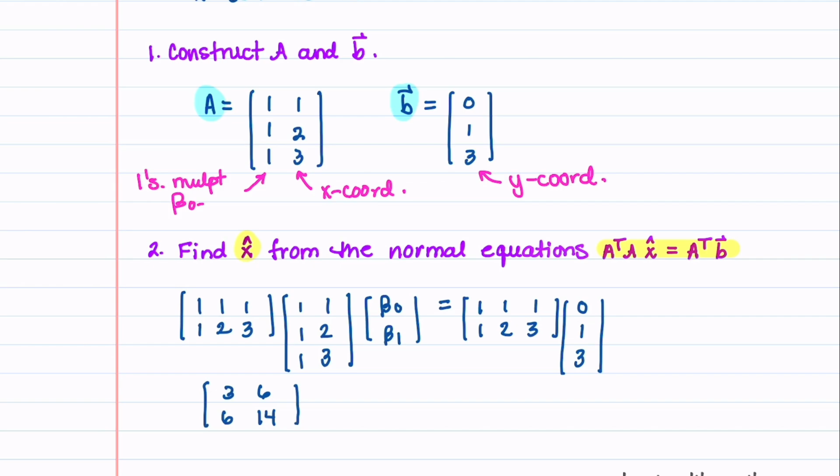You might want to stop the video and make sure that you can compute that. And then we have our beta 0, beta 1. And on the right-hand side, we're going to multiply this out, and we end up with a value of 4 and then 11. We now need to solve this linear system, and we can solve it by using Gauss-Jordan elimination or by inverse multiplication. I'm going to choose to use inverse multiplication, but elimination would also be fine.